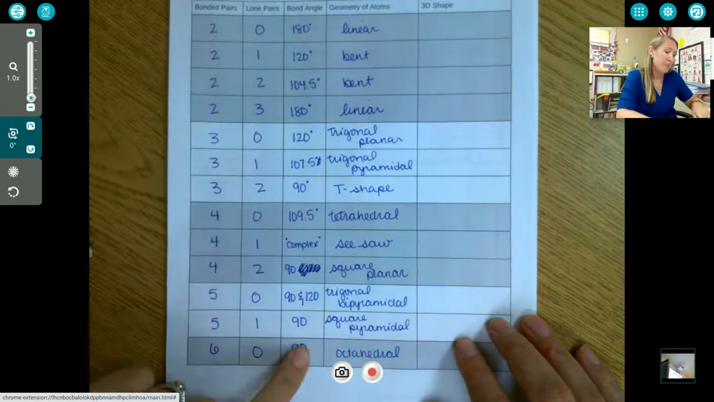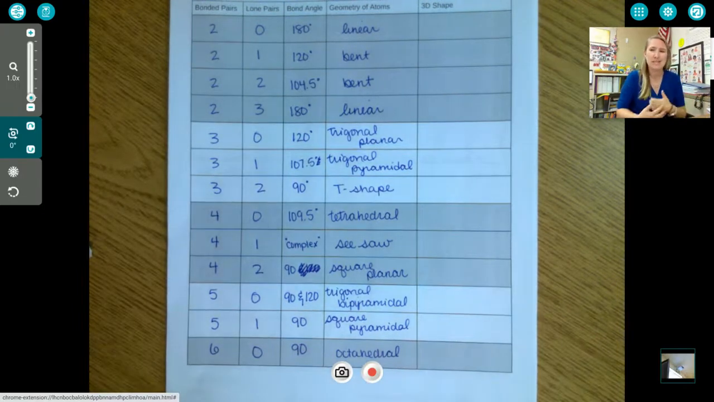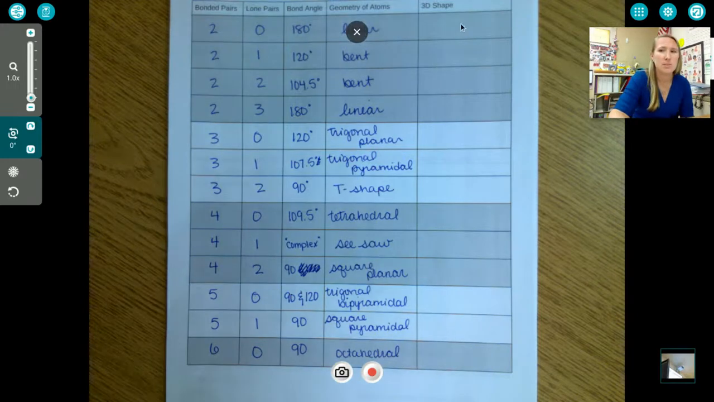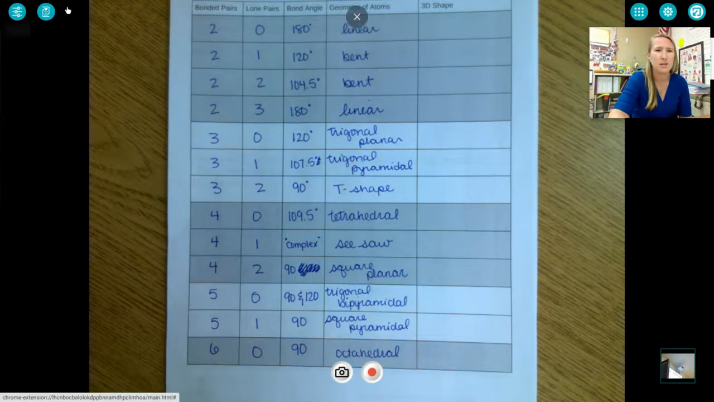As far as bond angles go, you don't have to know exactly the bond angle. However, what you do need to know is the relative angles of what's bigger and what's smaller. So you should know that a bond angle in a linear molecule is larger than the bond angle in a bent molecule, or that trigonal pyramidal is smaller than tetrahedral. So you want to know those relationships, as opposed to knowing the exact numbers.